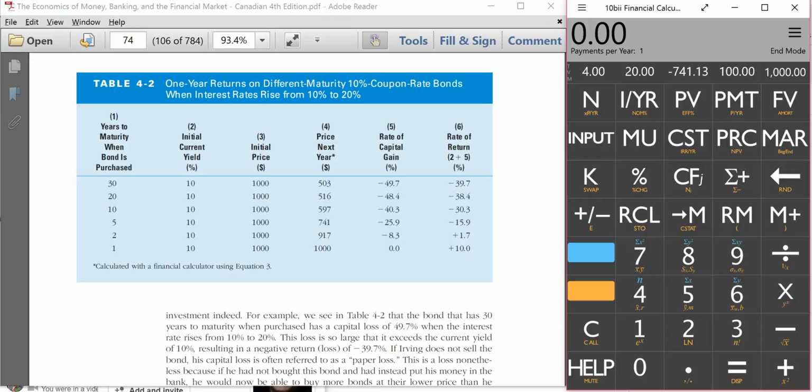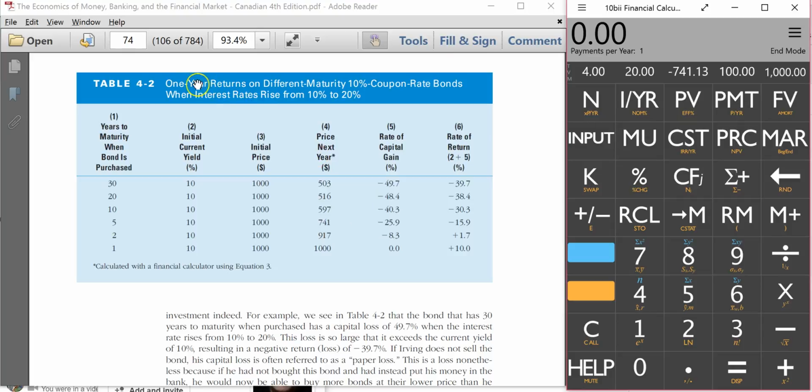Hello, everyone. I had a question from one of you, and the question surrounds this table, Table 2 on page 77. In this version, it says 4.2. It's Chapter 4, Table 2, page 77 in the fourth edition of the textbook that you're using. And the question has to do with figuring out the price of a bond when the interest rates go up.